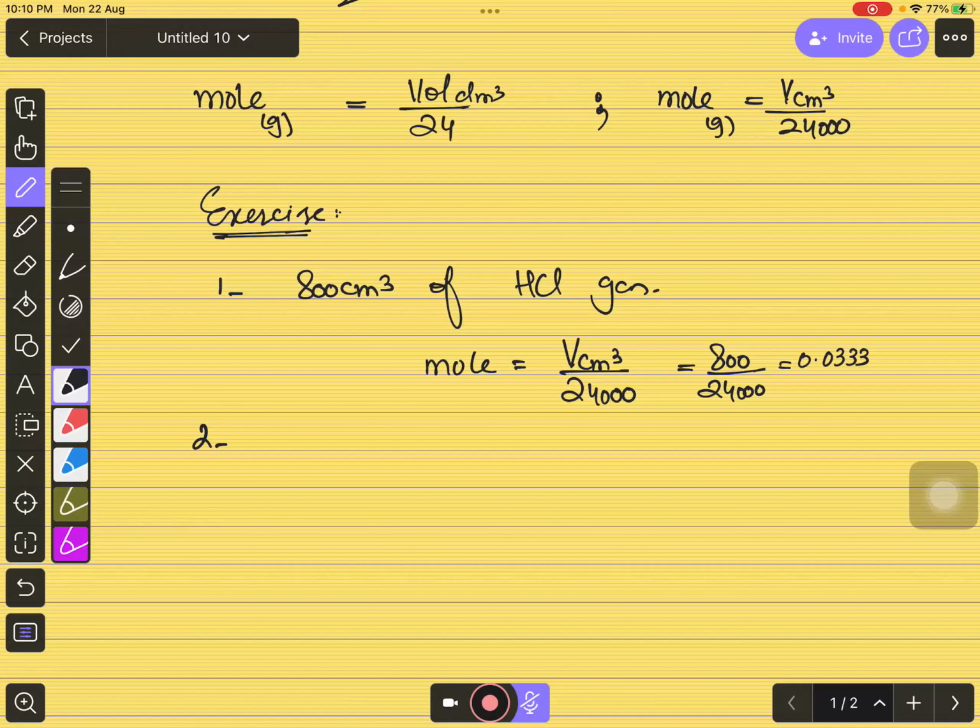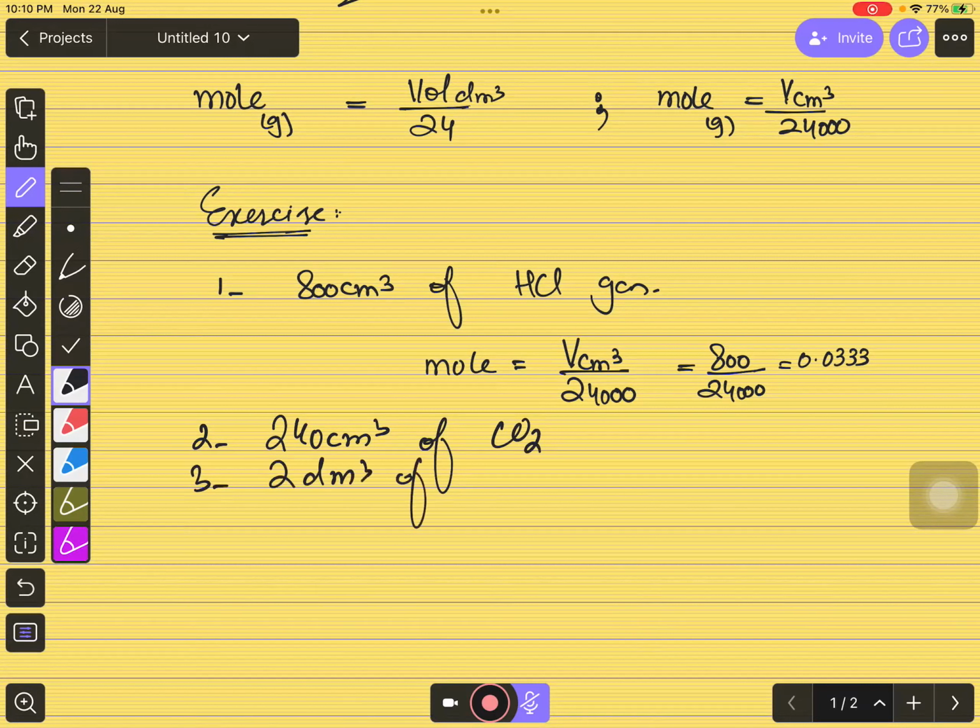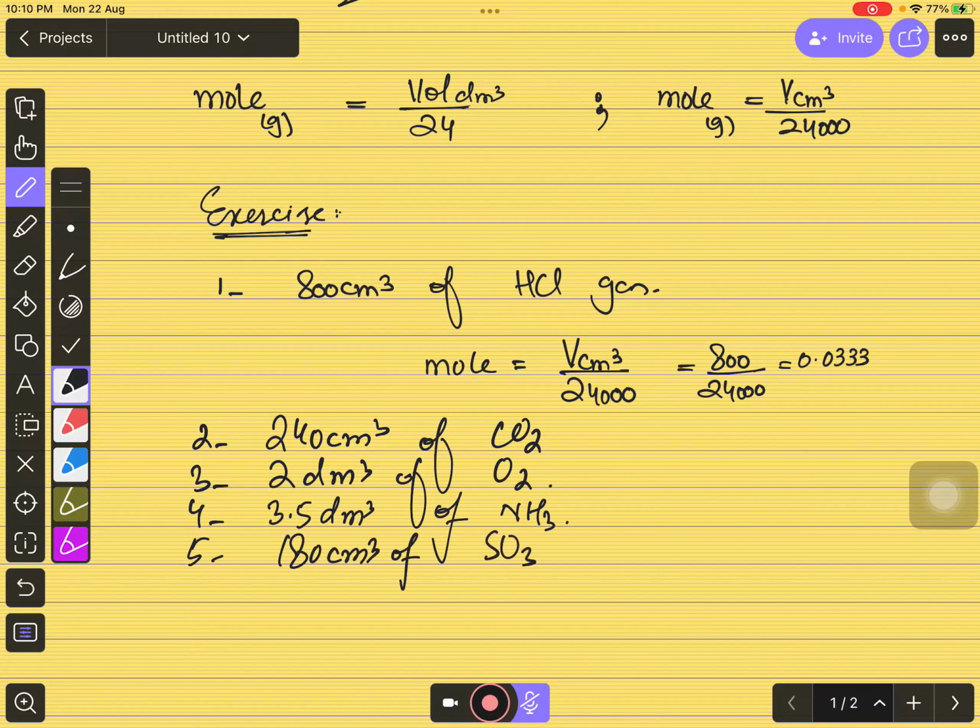For example, if I have 240 centimeter cube of carbon dioxide, I want moles of this. If we have 2 decimeter cube of oxygen gas, I want moles of this. If we have 3.5 decimeter cube of ammonia gas, I want moles of this. And if we have 180 centimeter cube of sulfur trioxide, what are the number of moles?